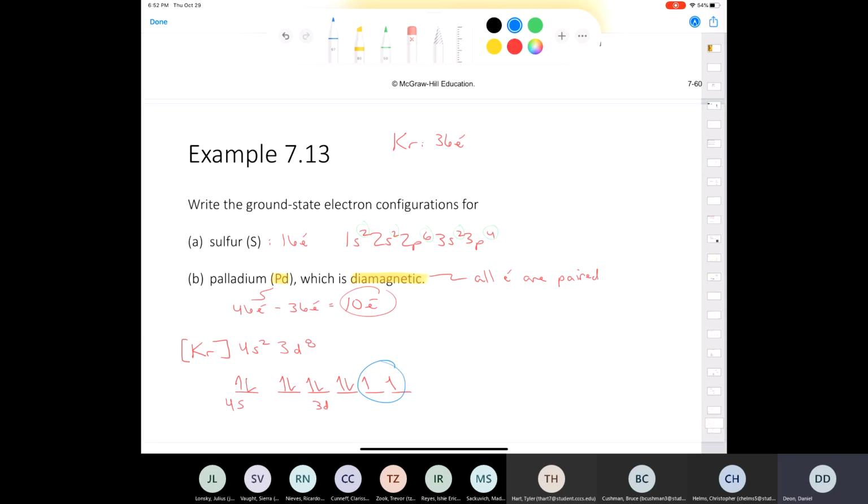And so what happens if palladium is diamagnetic? That means that these 2 electrons that are in the 4s actually get put in the 3d orbitals. So instead of this being the electron configuration, the correct electron configuration is krypton in brackets followed by 3d10. Those 2 electrons that were in the 4s orbital move into the 3d orbital so that your 4s orbital is empty, but your 3d orbital has all 10 electrons, and therefore they're all paired up, and the atom would be diamagnetic, meaning again, all electrons are paired, and it is not attracted to a magnetic field, rather it repels a magnetic field slightly.